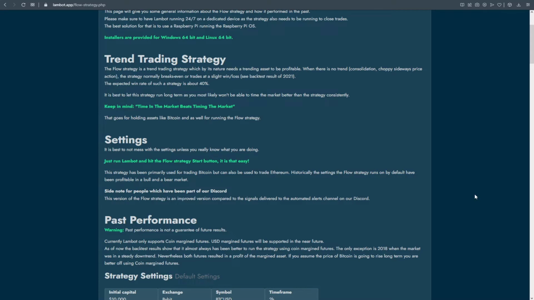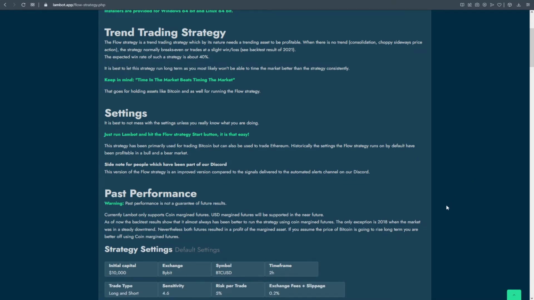Okay, now we can cover what everyone wants to see, and that is past performance. An important warning is that past performance is not a guarantee of positive future results. Market conditions change, and there is no way of knowing how a strategy will perform in the future. All we can do is use the best settings that give us the highest probability to be profitable going into the future. With that said, we can get into the results.